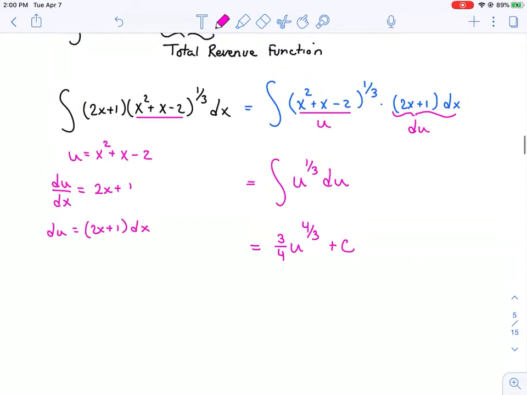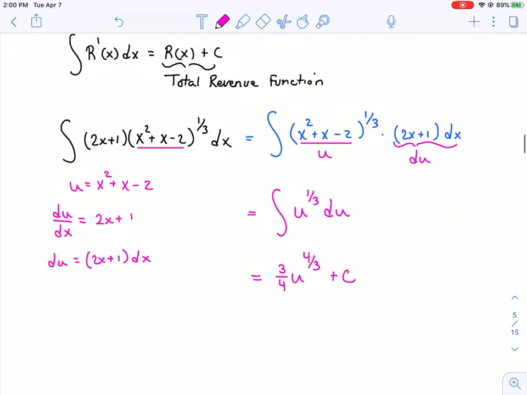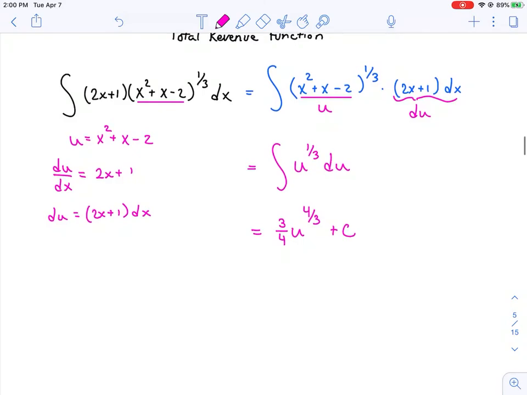Now we didn't start this function in terms of u, we started it in terms of x. So we need to replace the u with x squared plus x minus 2. So now we have a revenue function in terms of x.